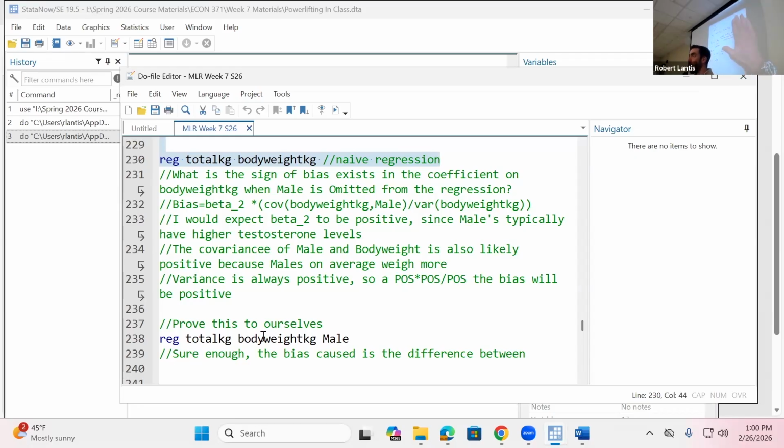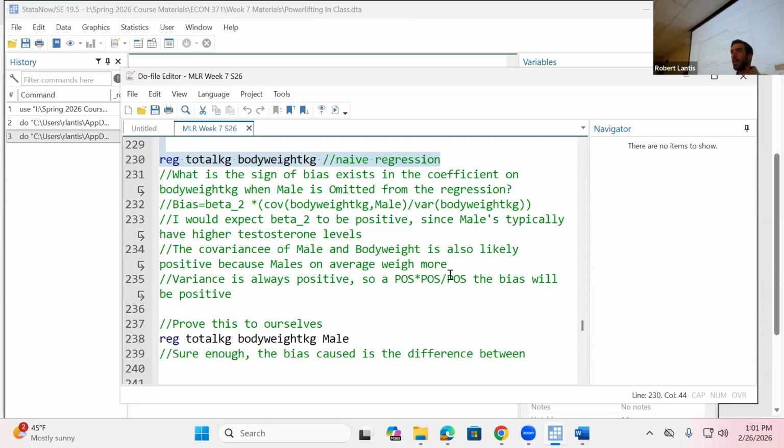So when we run this simple linear regression, our coefficient on body weight is going to be what? Well, if it has this additional bias built into it, right? So when I run my naive regression, I'll get the true effect of body weight, but then plus this bias, which we said was positive. So my estimate's going to be too high if I omit this important variable.